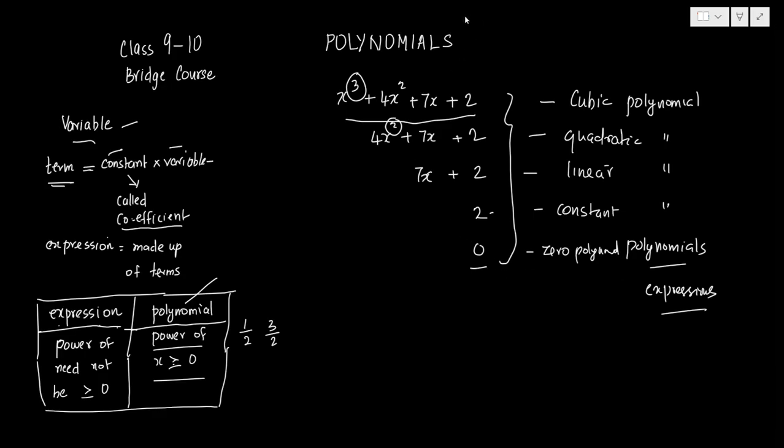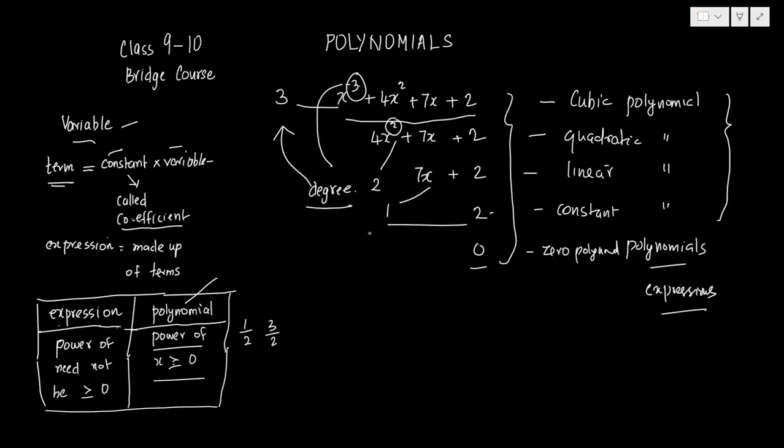Okay, now we have classified the polynomials based upon the highest power. There is a special name for the highest power of the polynomial. It is called degree. So if you take this polynomial, the degree is 3, because 3 is the highest power of the variable. Here the degree is 2, here the degree is 1, here the degree is 0. So 2 can be written as 2 into x to the power of 0. x to the power of 0 is 1, so the degree is 0.